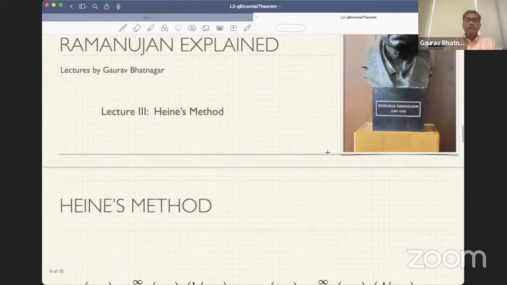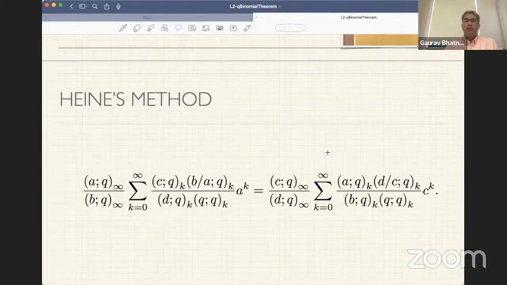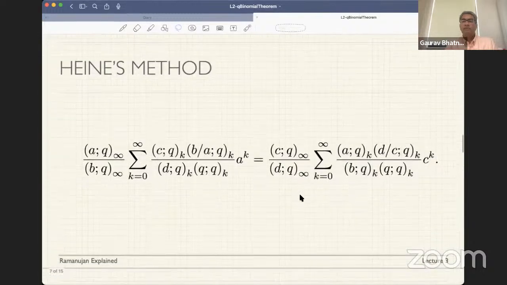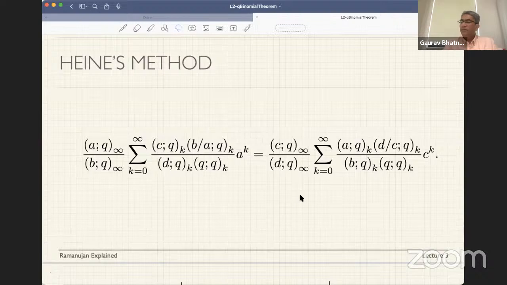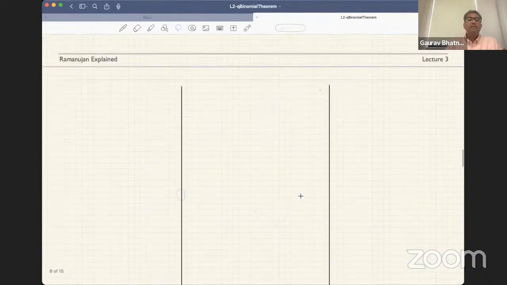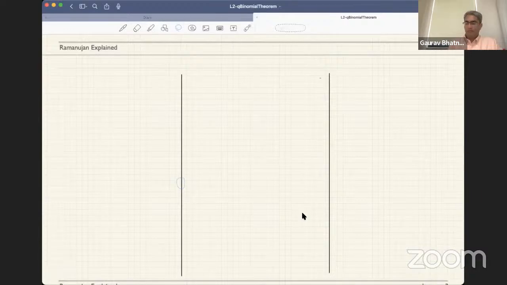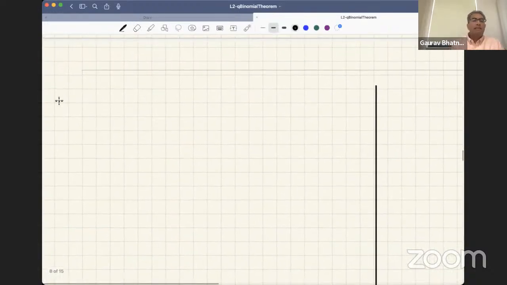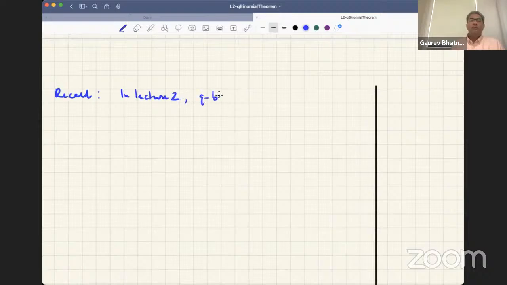So this is the target identity. It's a transformation formula and it's quite symmetric. And this is from Ramanujan's notebooks, entry 6. So just recall, let me begin from here. Recall, this is what we did last time in lecture 2. We did the q-binomial theorem, and this can be written like this.